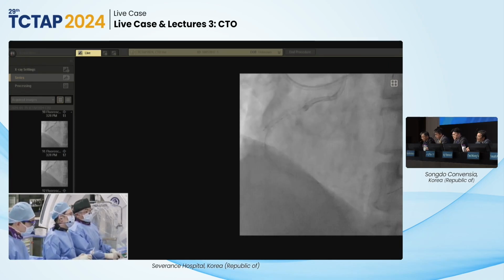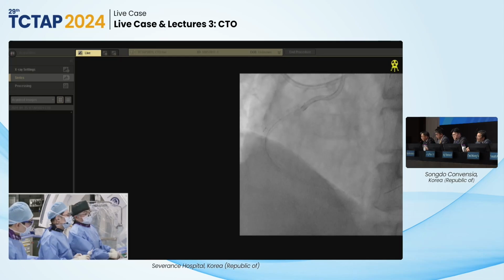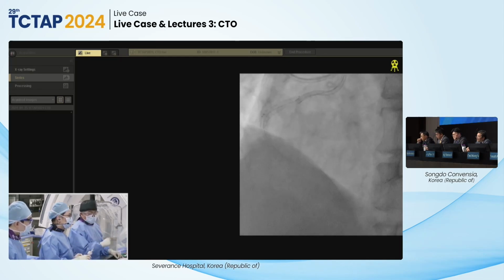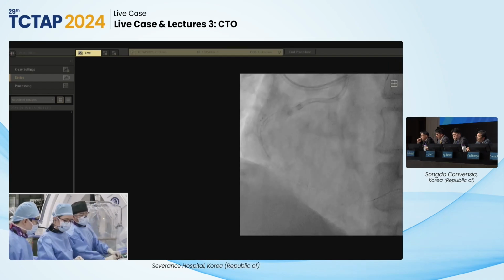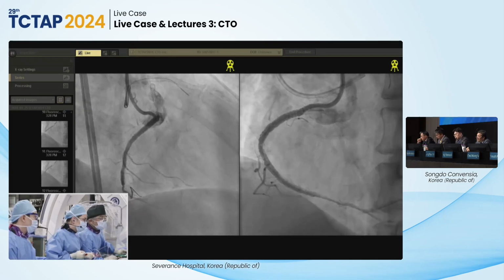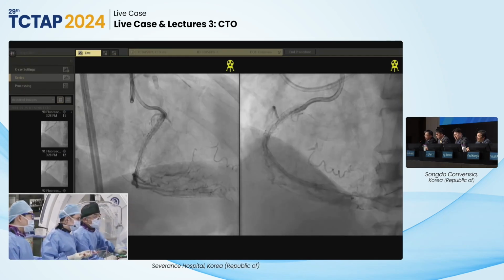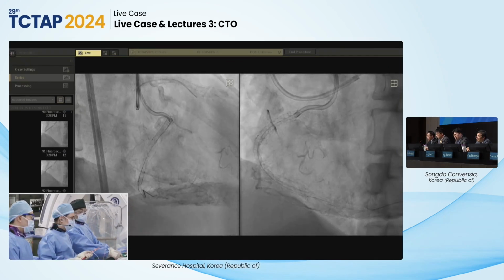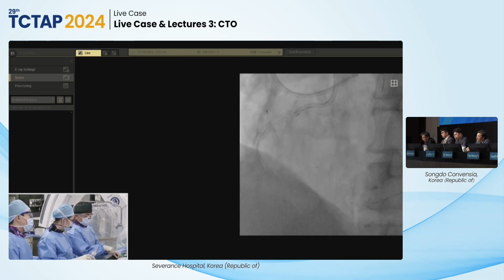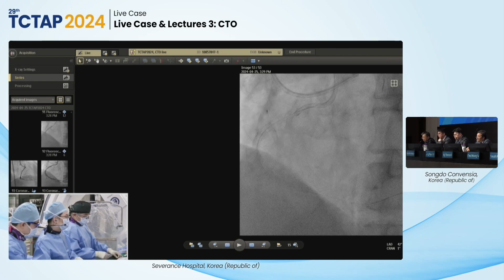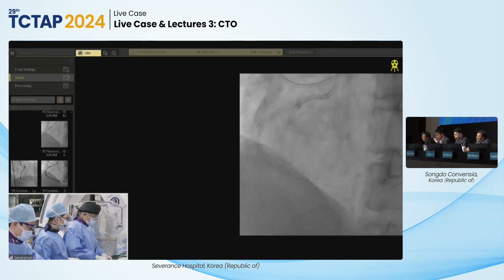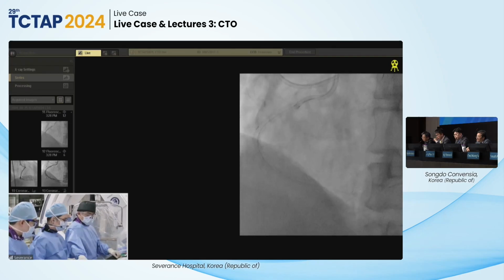But I think this patient would be okay. So I checked the angio. Ready? Mm-hmm. IVUS.